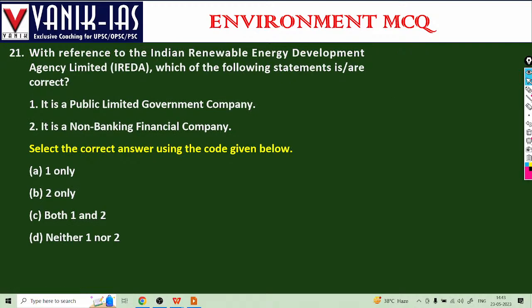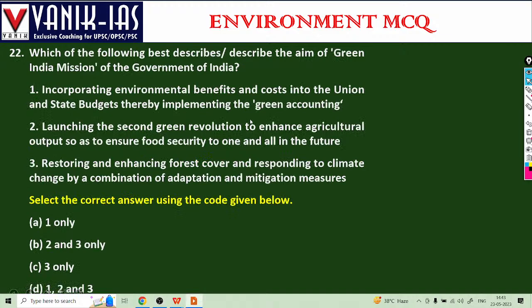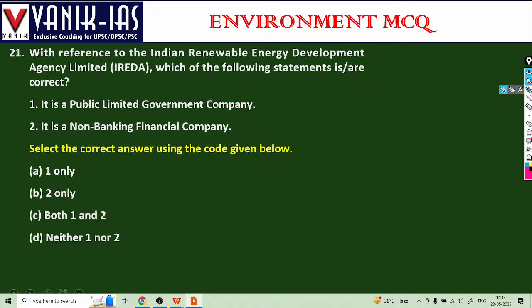With reference to the Indian Renewable Energy Development Agency Limited, IREDA, which of the following statements are correct? It is a public limited government company. It's a non-banking financial company. It provides loans for renewable energy development.